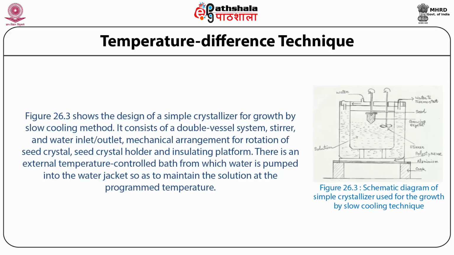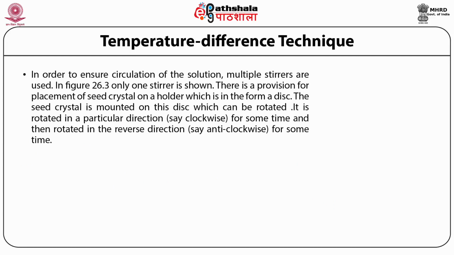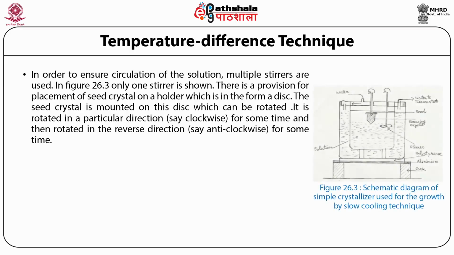It consists of a double vessel system, stirrer, water inlet and outlet, mechanical arrangement for rotation of the seed crystal holder, and insulating platform. There is an external temperature controlled bath from which water is pumped into the water jacket so as to maintain the solution at the programmed temperature. In order to ensure circulation of the solution, multiple stirrers are used. In figure 26.3, only one stirrer is shown.